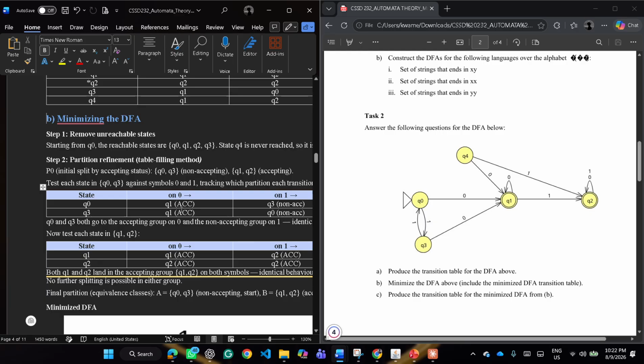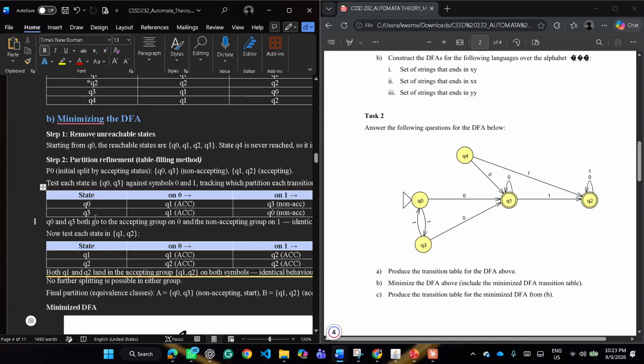It means accept. And then if you're at Q0 again, you receive an input of 1, where do you go? Q0, receive an input of 1, Q3. And then you can clearly see that it's not double circled. And what does that mean? It means that it is a non-accepting state. And that's why you have Q0 reaching to Q3.